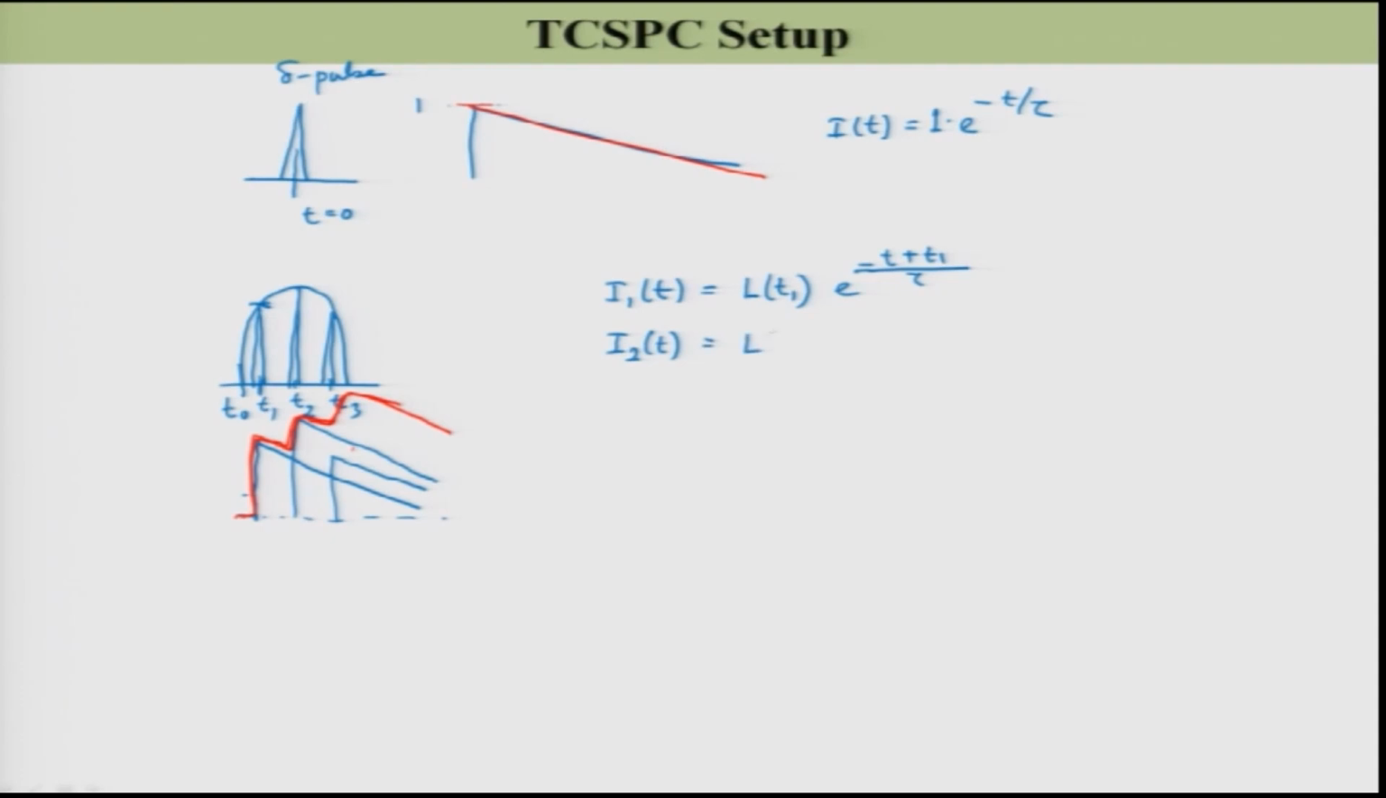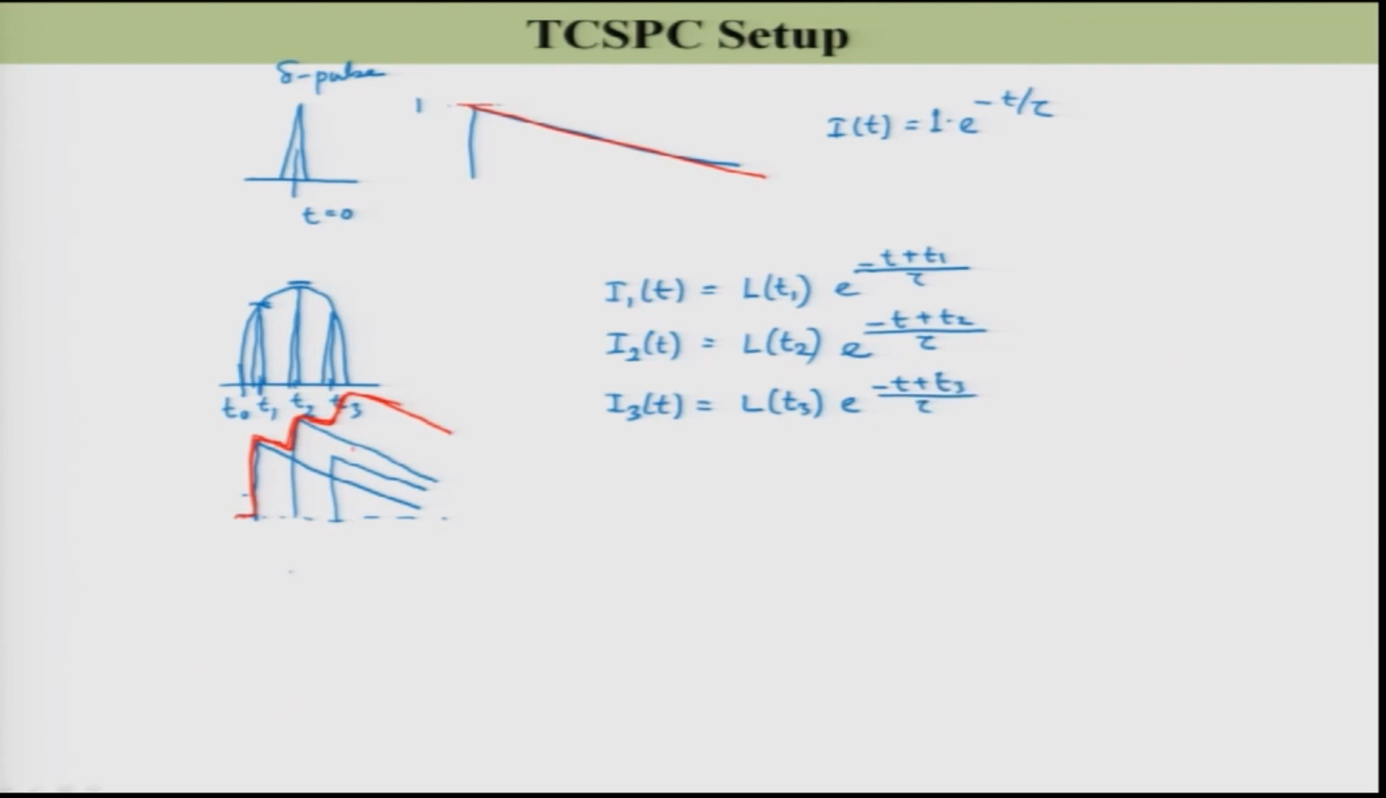For the second one, I2(t) is equal to L(T2), because the intensity is a little higher over here, and the fluorescence intensity will be proportional to the excitation light intensity, that we all know, e to the power minus (t plus T2), that means this is at some other time, divided by tau. For I3(t), similarly I will write L(T3) e to the power minus (t plus T3) by tau.